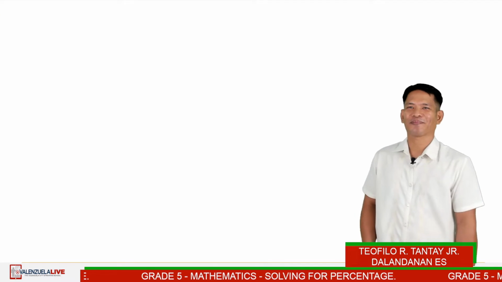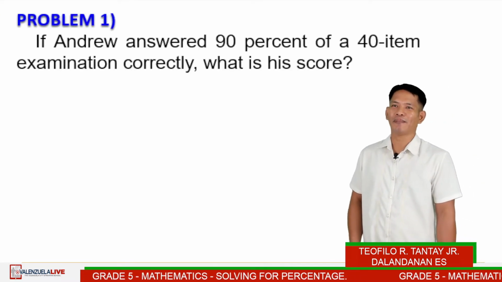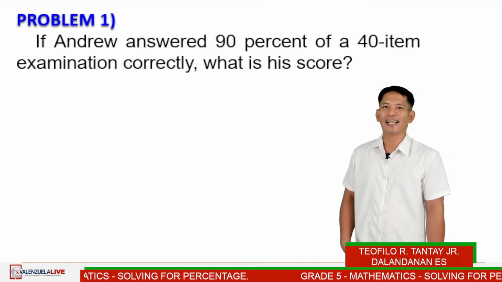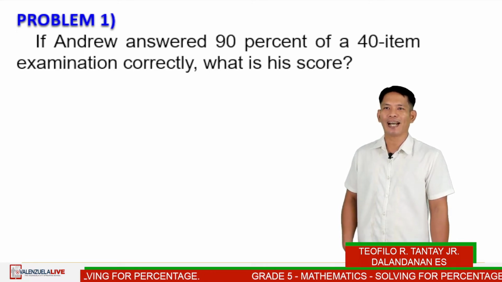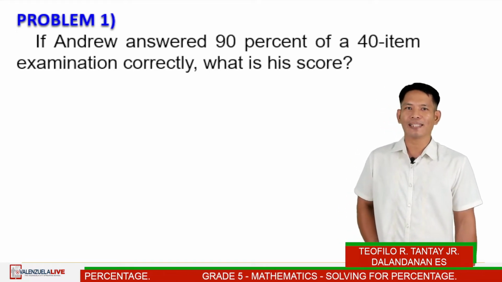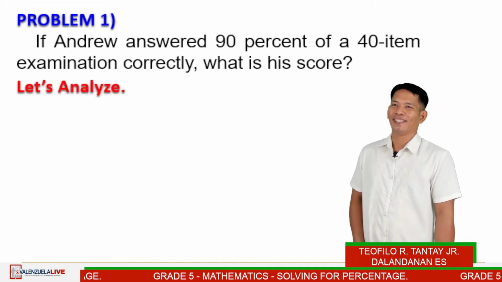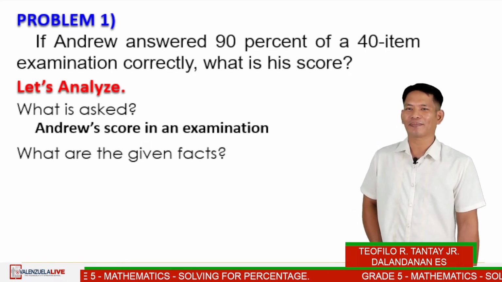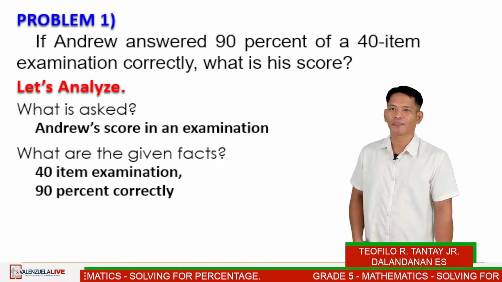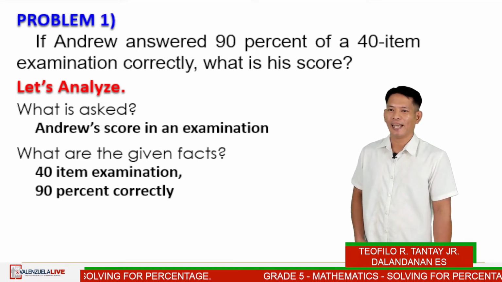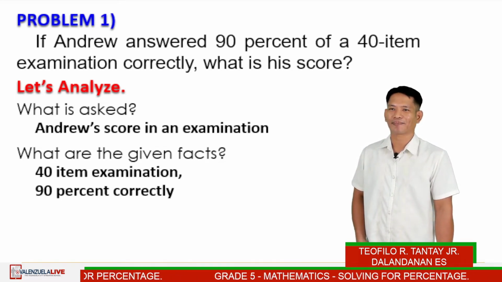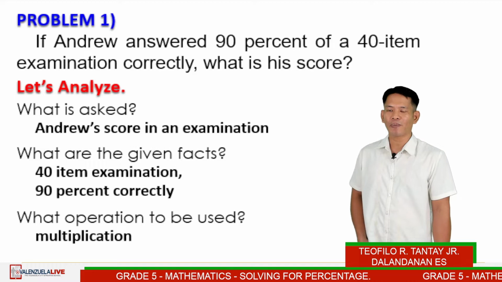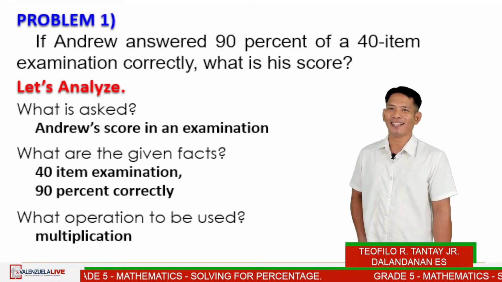Let's continue. Let's solve problems involving percentage. Problem number 1. If Andrew answered 90% of a 40-item examination correctly, what is his score? Let's analyze. What is asked in the problem? We have Andrew's score in an examination. What are the given facts? We have a 40-item examination and 90% correct answers. What operation are we going to use? Of course, applying the formula, we have to use multiplication.